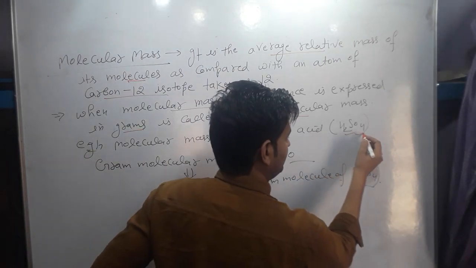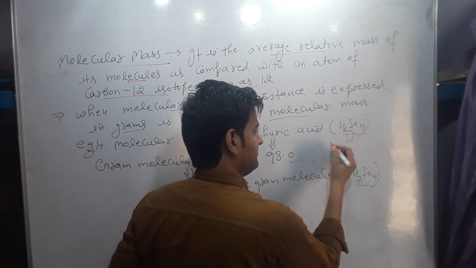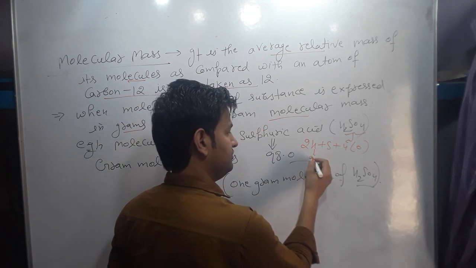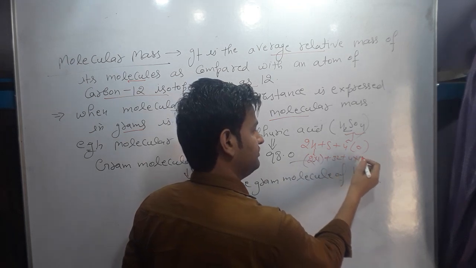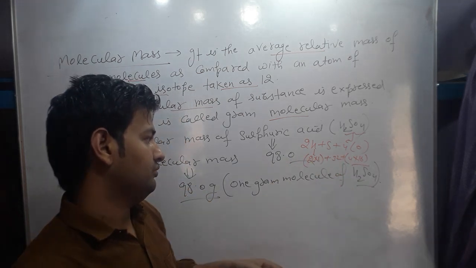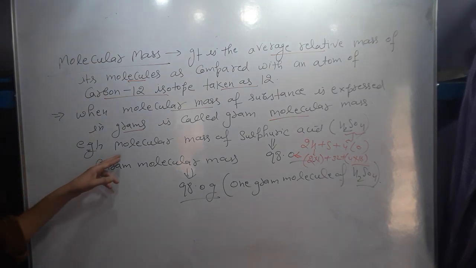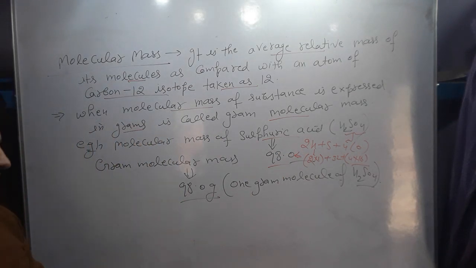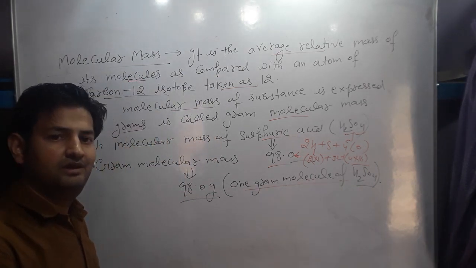Sulfuric acid is H2SO4. So we have to calculate the atomic mass of every atom. H2SO4 is made up of 2 hydrogen, 1 sulfur and 4 atoms of oxygen. Mass of hydrogen is 1, so it is 2 into 1. For sulfur it is 32. And 4 into 16, as 1 atom of oxygen has mass 16, so it is 64. 64, 32 and 2 come out to be 98. Molecular mass of sulfuric acid is 98. Gram molecular mass is 98 gram. It means 1 gram molecule of sulfuric acid.